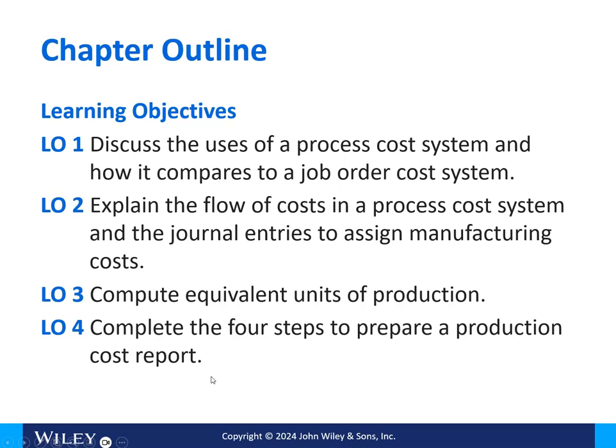The learning objectives for this chapter are to discuss the uses of a process cost system and how it compares to a job order cost system, explain the flow of cost in a process cost system and the journal entries to assign manufacturing cost, compute equivalent units of production, and complete the 4 steps to prepare a production cost report.